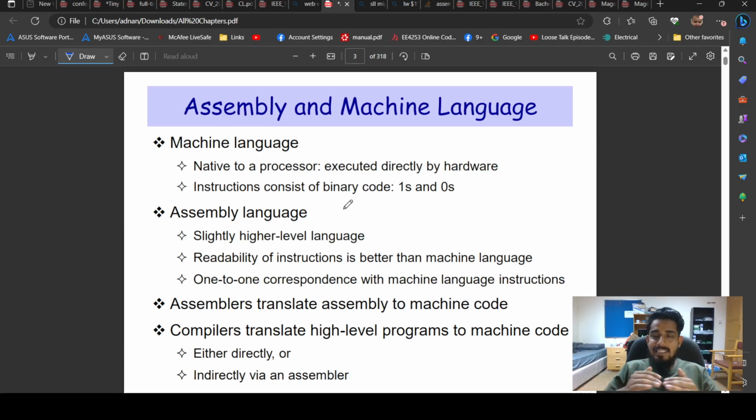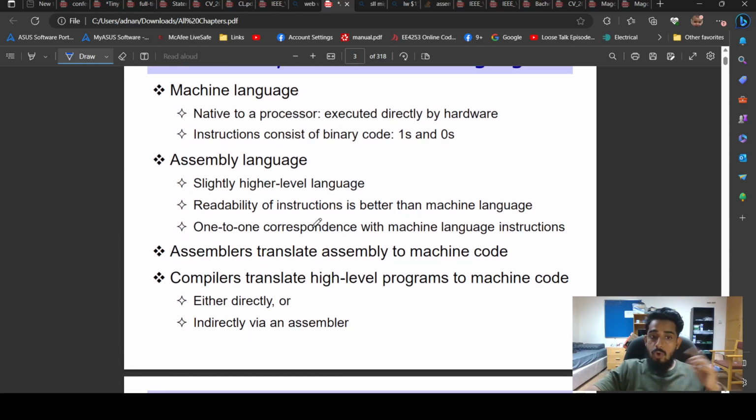Assembly language is a little bit higher than machine language, and its readability of instructions is better. In assembly language you write add a, b; subtract, sub; multiply, mul; and there are different commands. The readability is better than machine language, because machine language is binary, like 1 0, so its readability is not as good as assembly or the high level language. It corresponds one to one with machine language instructions.